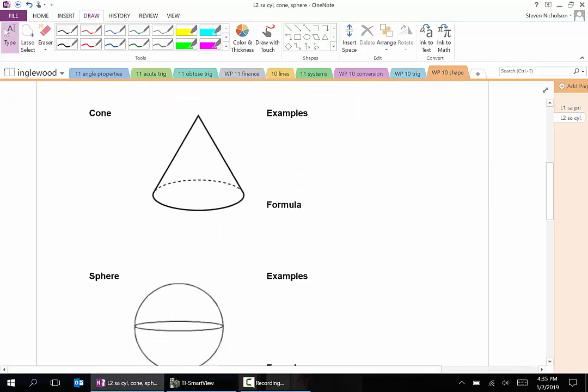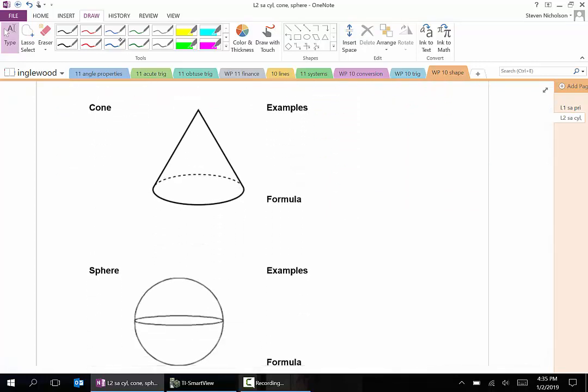Okay, a cone. A cone, again, has a few dimensions, but we're only going to worry about two right now. We're going to worry about S, and we're going to worry about R. And again, as with a pyramid, cones have height, how tall they are, but they also have the slant height, so how long the slanted side is. And these two letters are going to come into the formula for the surface area of a cone.